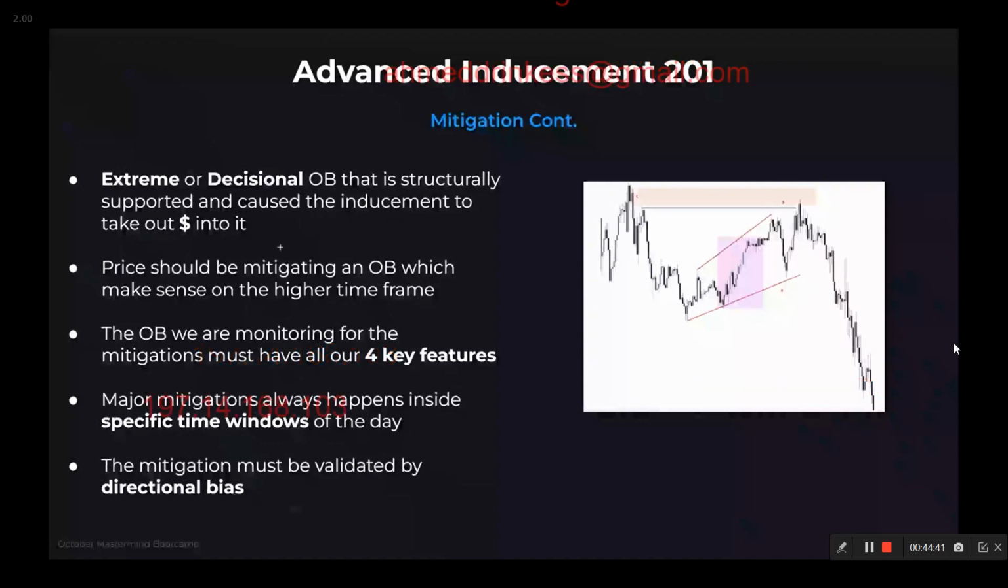The largest order block is the only one we know needs to get mitigated. The higher time frame, the one that is the largest, that is the only one. Any other refinements, extreme, decisional, none of that needs to happen. The only one is that largest order block, okay? So price should be mitigating an order block which makes sense on the higher time frame.